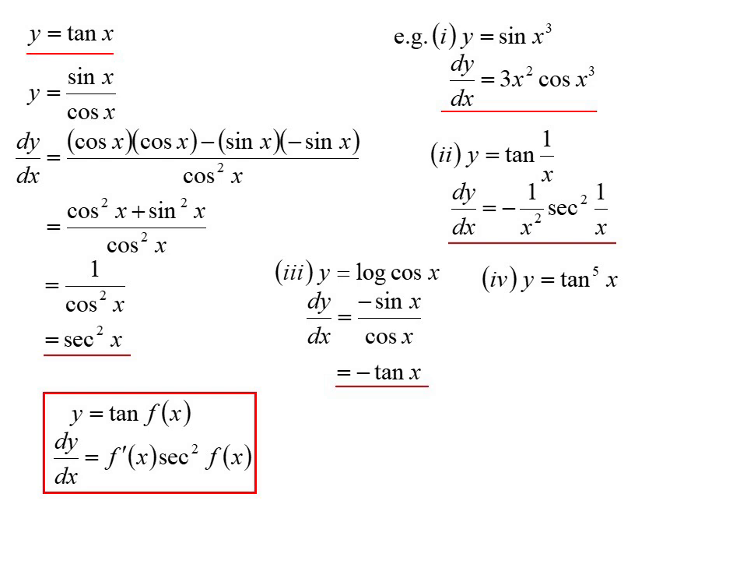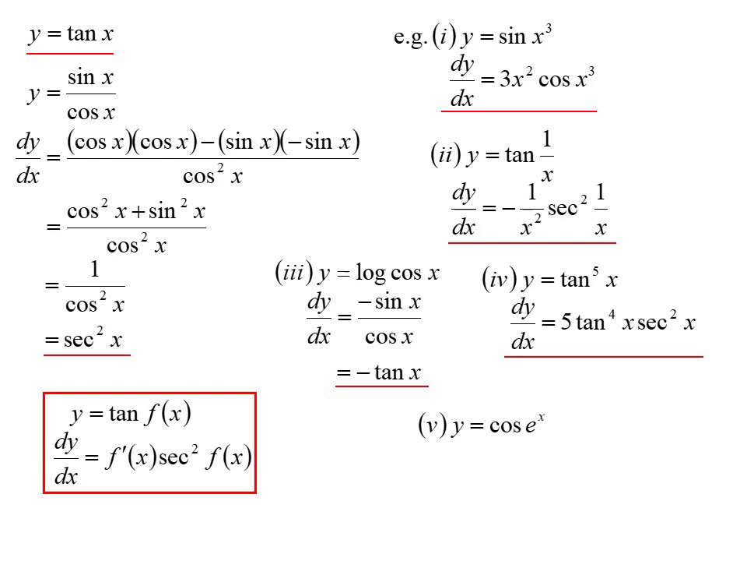Tan to the power of 5x. Remember in trig we put the power next to the ratio itself. So that's really saying tan x all to the power of 5. So it's a chain rule. Bring down the power, 5. Lower the power, 4. Diff the inside, well the inside's tan x. Differentiate that, sec squared. So 5 tan to the power of 4 x, sec squared x.